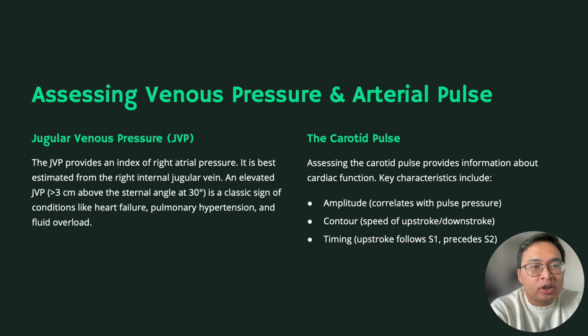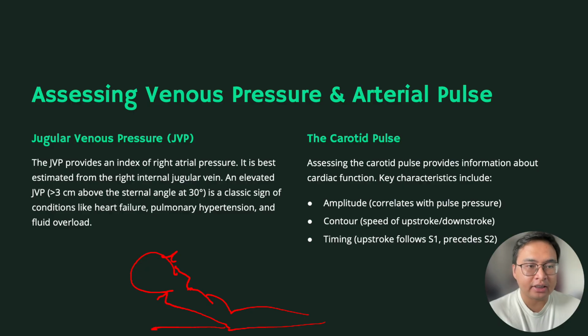Next, let's describe how to assess the jugular venous pressure and the arterial pulse. Okay? So in the jugular venous pressure, the best way to assess that is by examining the internal jugular vein. Take note, not the external, but the internal jugular vein. By the way, for both of these procedures, you ask the patient to lie down supine, and they should be reclining 30 degrees. Okay? So here, the angle should be around 30 degrees.